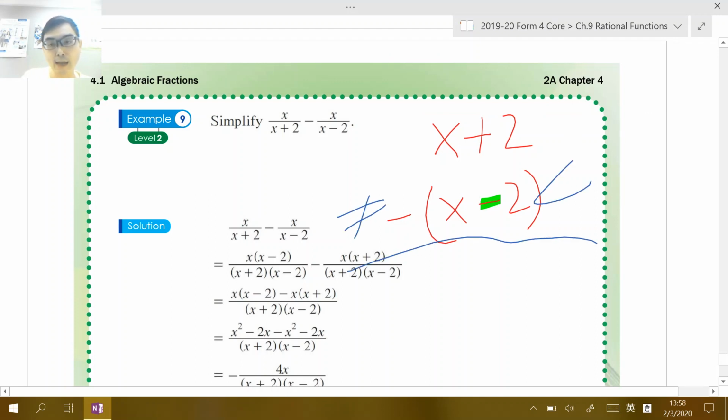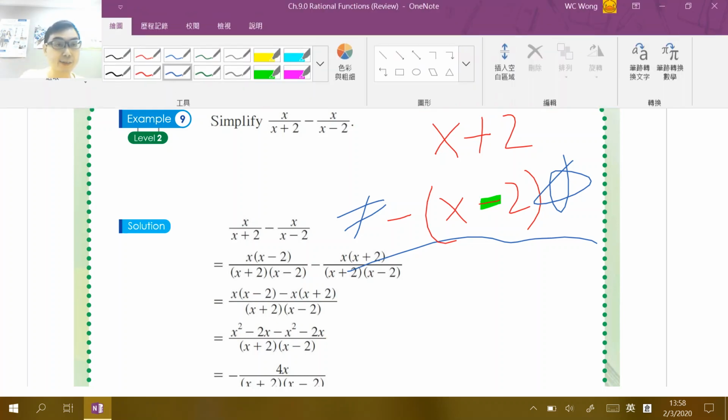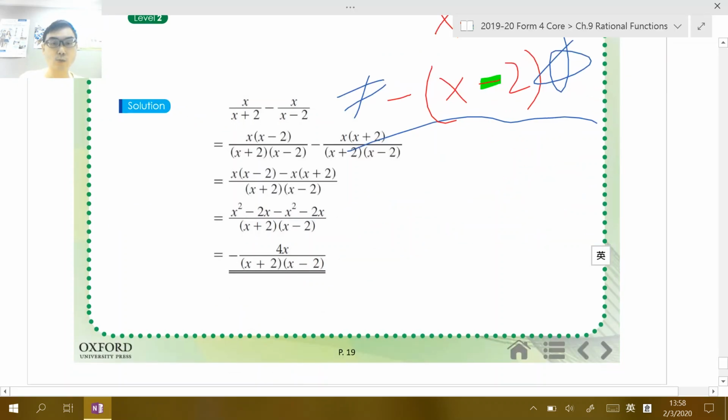You can only change the sign if you have x minus y, that means 1 positive, 1 negative. When you change the sign it is still 1 positive, 1 negative, so you can put the negative sign. But if the two terms both have positive coefficients, you cannot change just one to become negative. You can change both to negative, but not only one. This is the reminder. Even when we do question 9, we have to multiply x plus 2 and x minus 2 together, and finally you have negative 4x over x plus 2 times x minus 2.